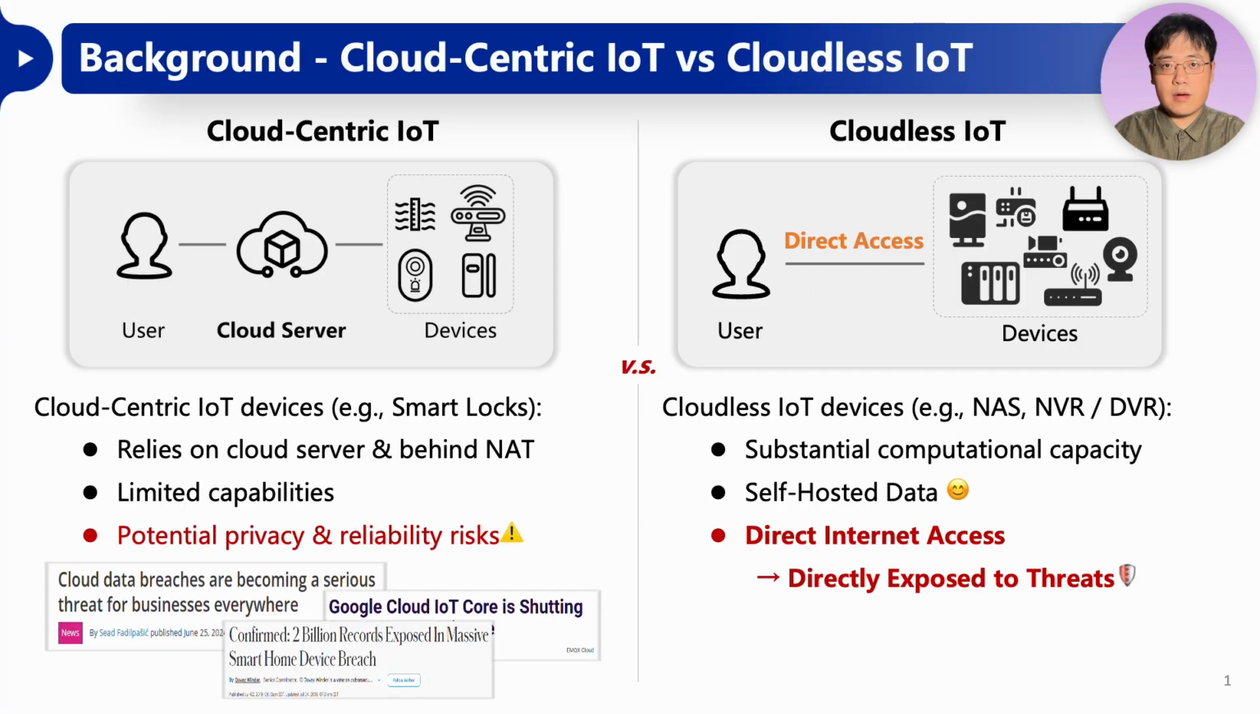To understand the problem, let's first look at two different IoT architectures. First is cloud-centric IoT devices, commonly with limited capability and located behind the NAT, relying on cloud servers for communication and data processing. In contrast, cloudless IoT devices like NAS or DVR can be directly exposed on the internet. This gives the user more control and can reduce privacy concerns associated with cloud providers.